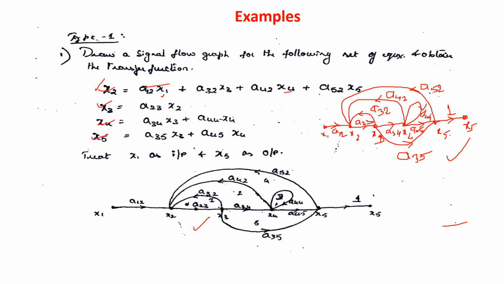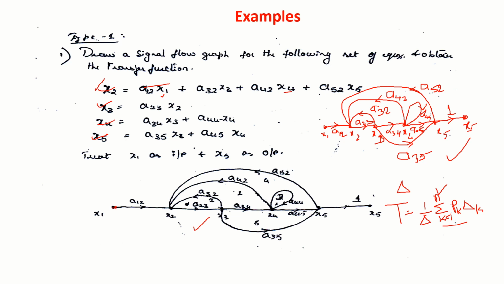So you know that T is equal to 1 by delta, then sigma k equal to 1 to n, then P suffix k delta suffix k. Correct? Now, the number of forward paths. How many forward paths are there?